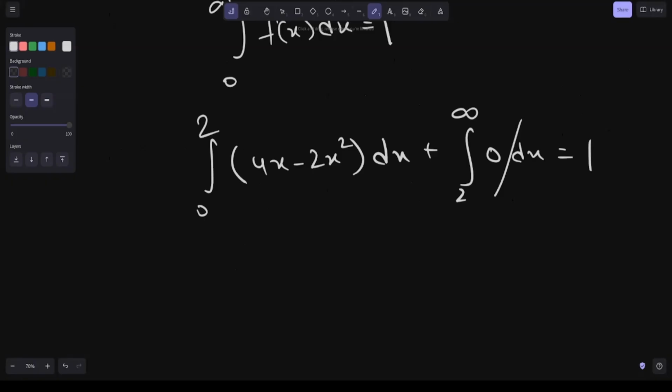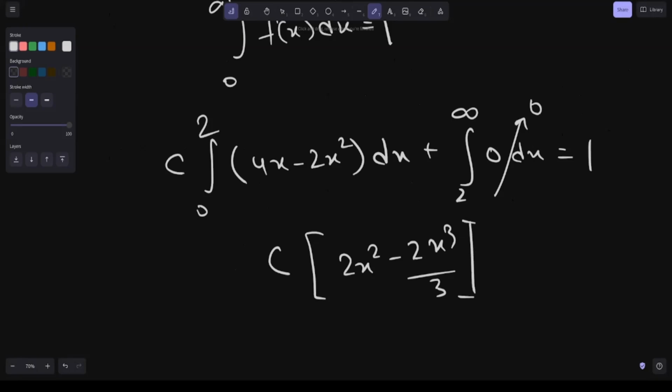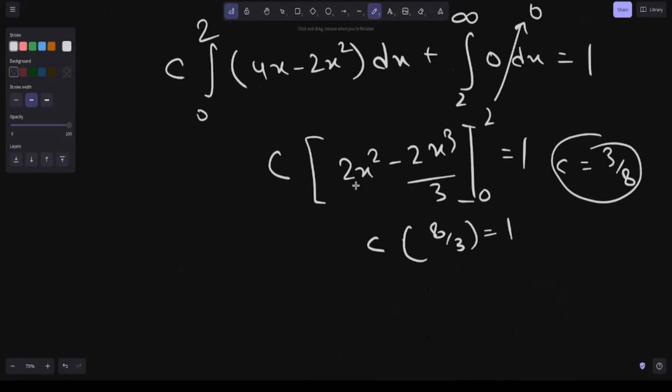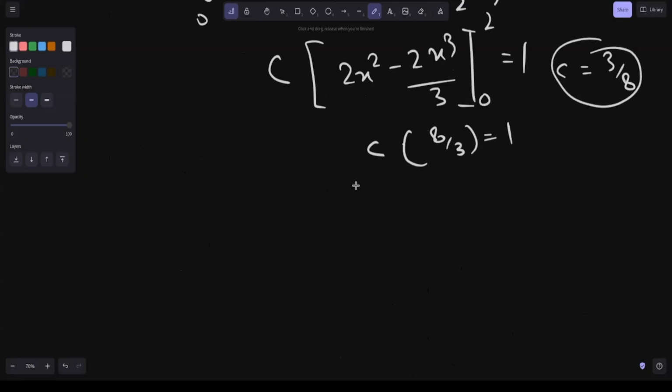This has to be 1, so this is 0. So you see here, c into 2x square minus 2x cube by 3, and this is from 0 to 2, this is 1. So c into 8 by 3 is equal to 1. C's value comes out to be 3 by 8. So this is how you solve these kinds of sums. These kinds of sums will come a lot where you have to solve all of them. So remember this.